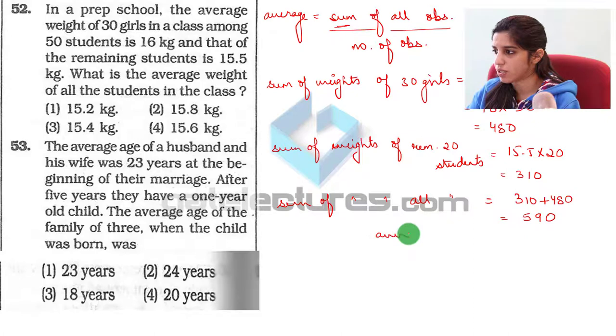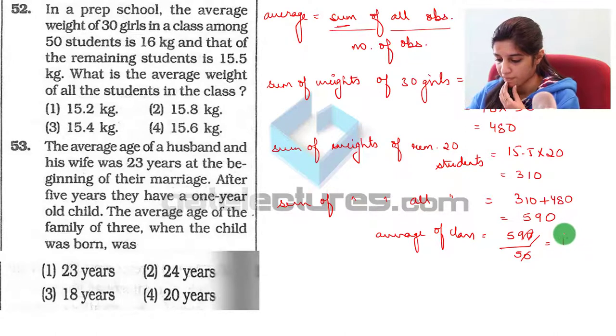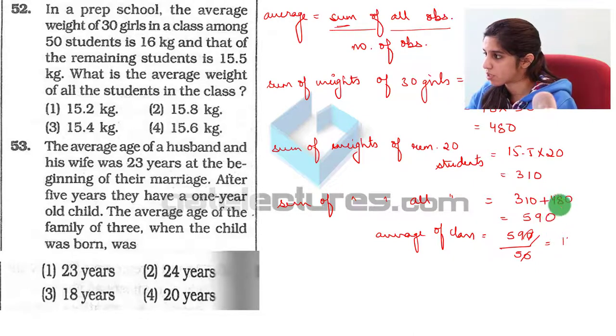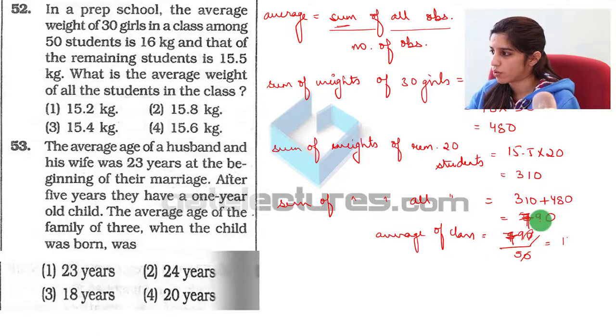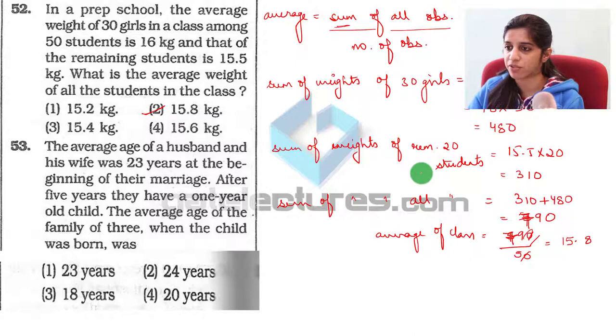Okay, now we can find the average of class, which is going to be 590 upon total number of students, which is 50. So this becomes, how much is going to be? Okay, I made a mistake somewhere. Okay, so this is going to be 7, right? This is going to be 7. So 790. So when you divide 790 by 50, you're going to get 15.8 kg. So option 2. Okay, so this is how you're going to find the average of class.